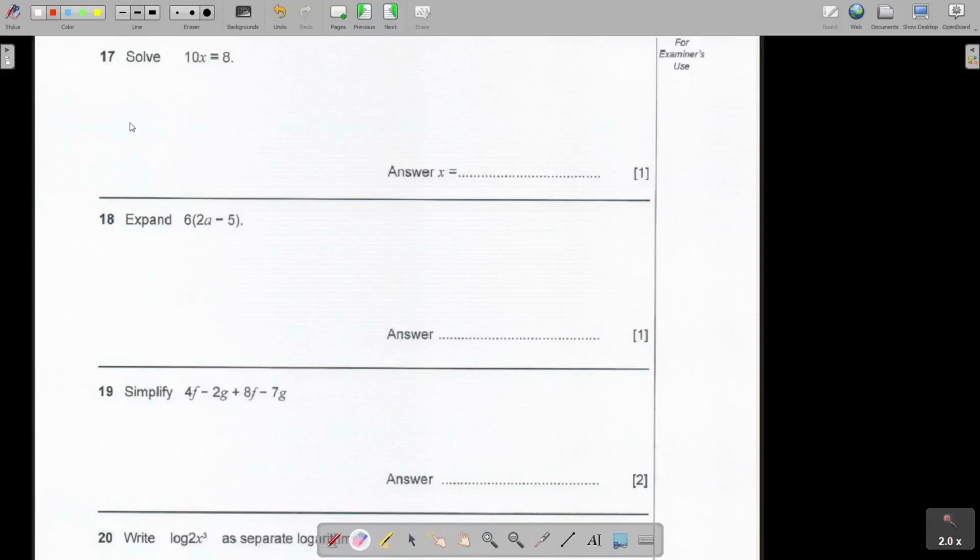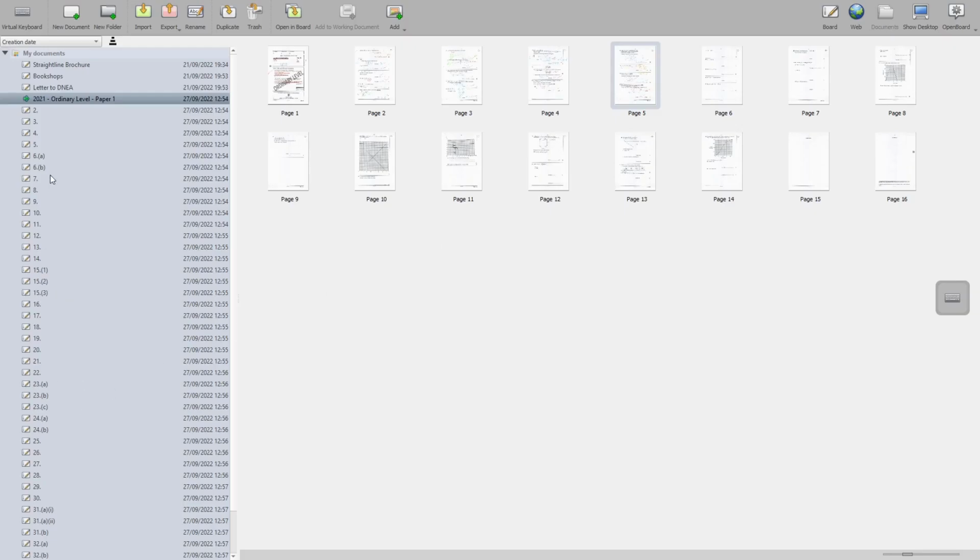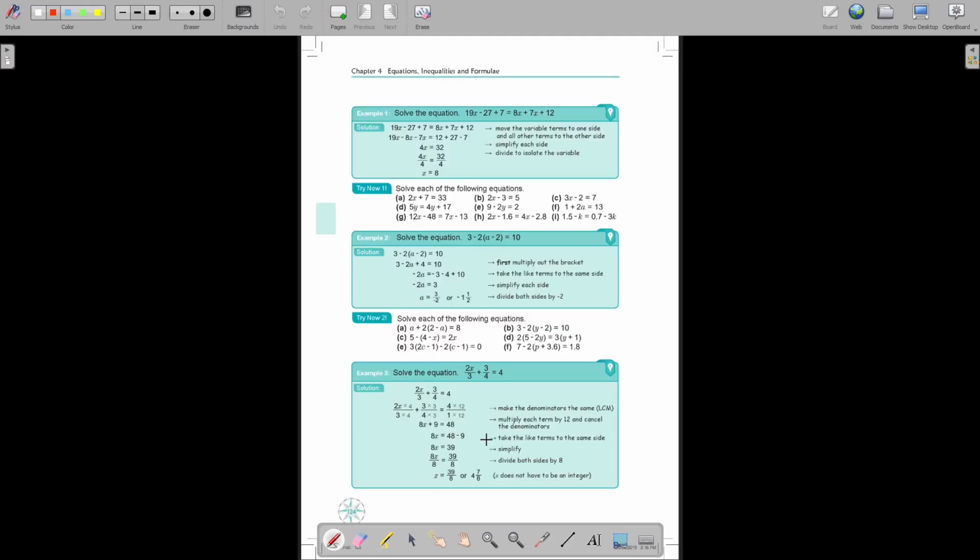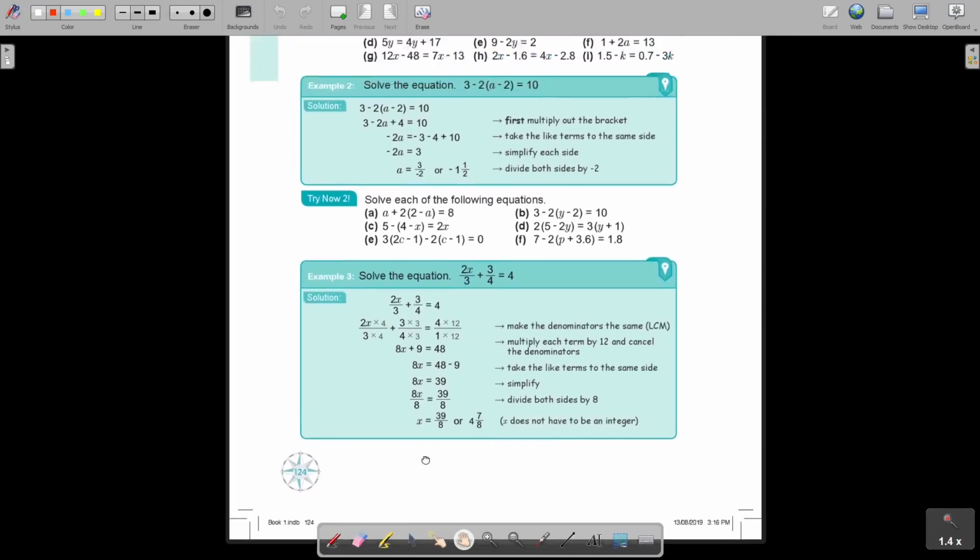Okay, let's start with question number 17. Solve. Now, this is the most simple linear equation, but still, I want to take you back to the basics. So let's look at question 17. Where will I find these equations in the textbook? It's chapter 4. If you look there, it will be on page 124.